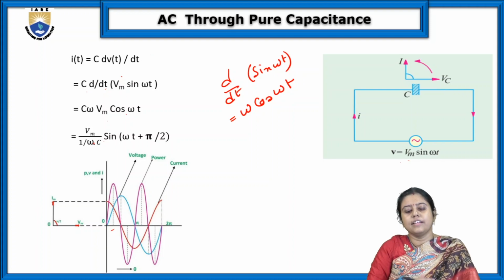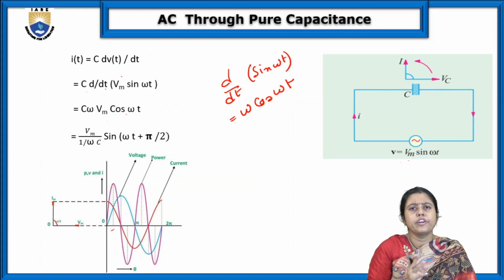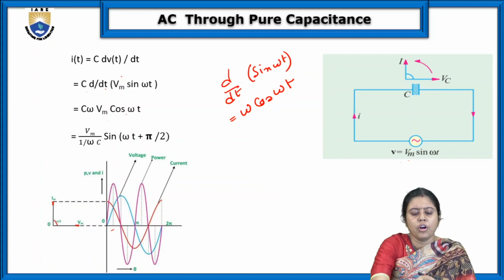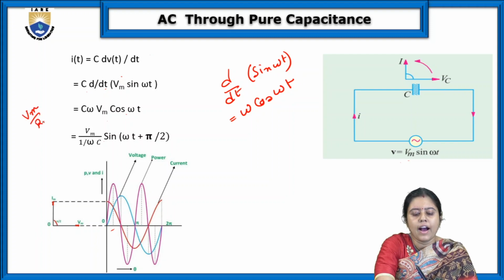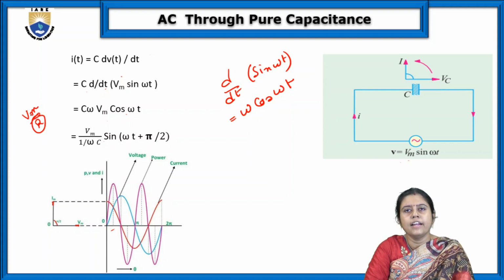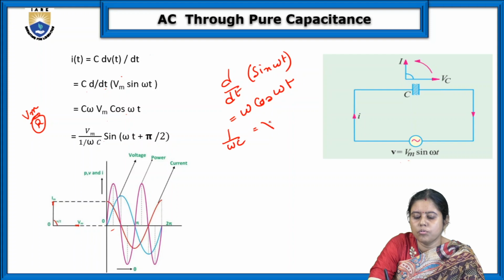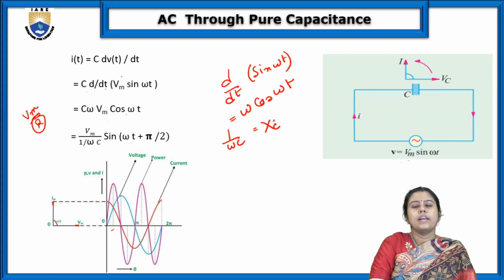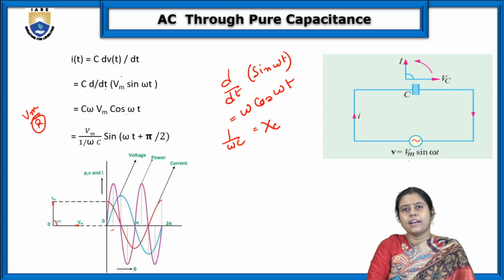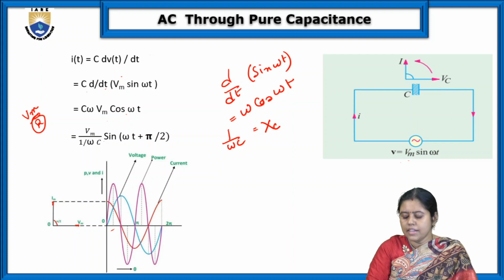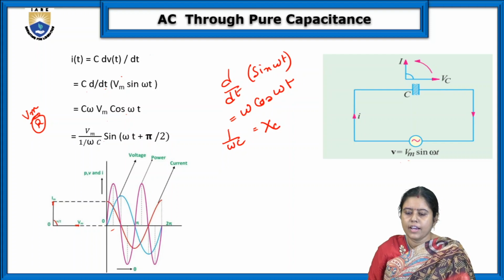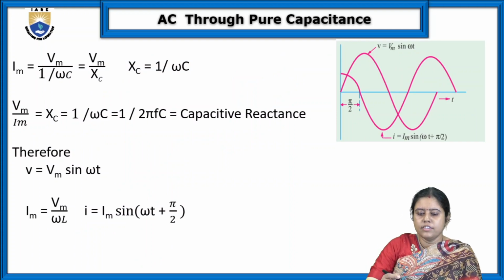Our general tendency is to write the equation in the same form as Ohm's law. Ohm's law means Vm by R. So I want to write the same type here, Vm by 1 by omega C. So 1 by omega C is known as the XC, which is the reactance of a capacitor. So as I discussed, XC is equal to 1 by omega C.